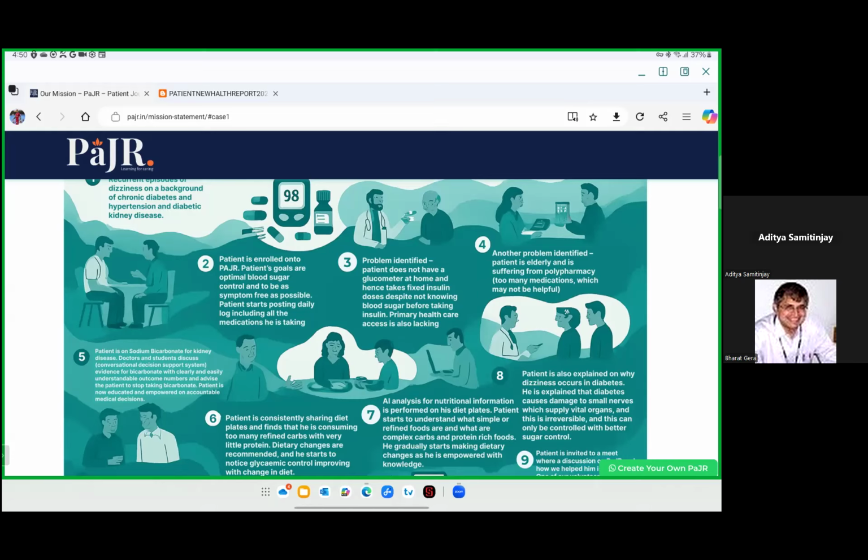And coming to his dizziness, we also diagnosed autonomic dysfunction. So it's basically the small nerves supplying your heart which get damaged in diabetes, which is causing him dizziness when he changes from a sitting to standing position. And then we correlated blood sugars at the time of his symptoms and his blood pressure at the time of his symptoms.